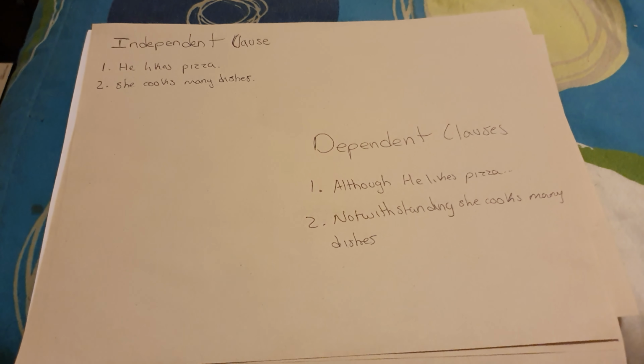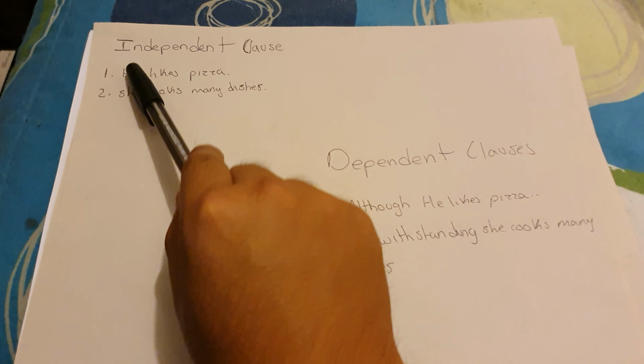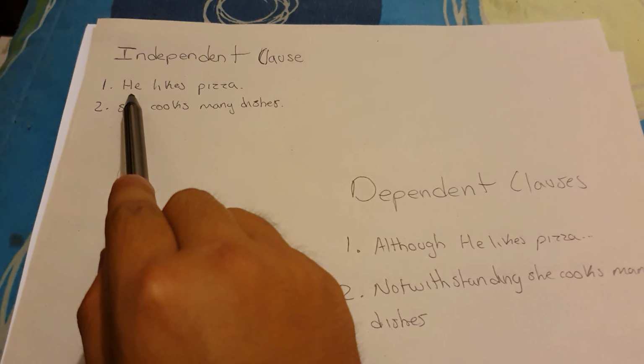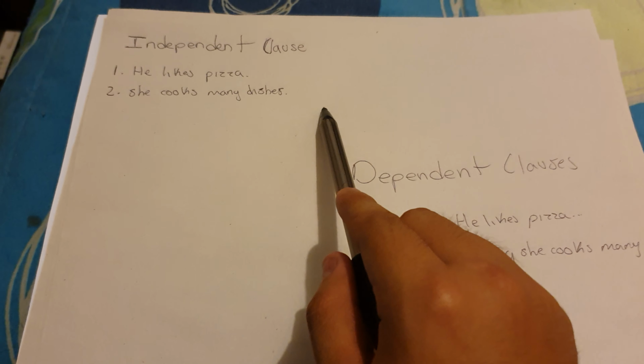It contains a subject and a verb. It is a complete idea. So it's like the normal sentence that we normally do. So, for example, he likes pizza or she cooks many dishes.